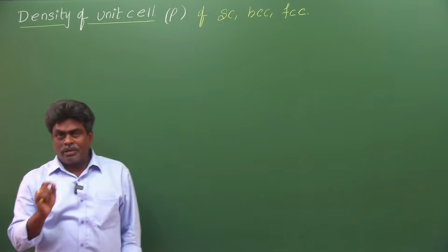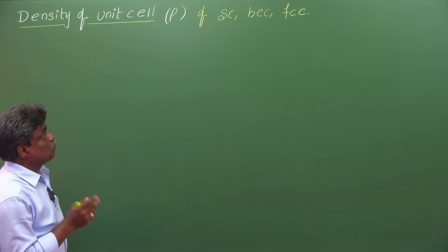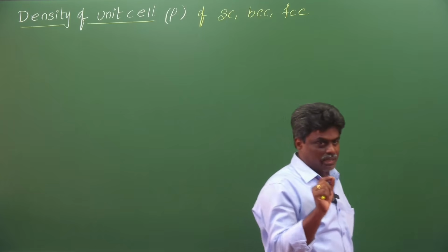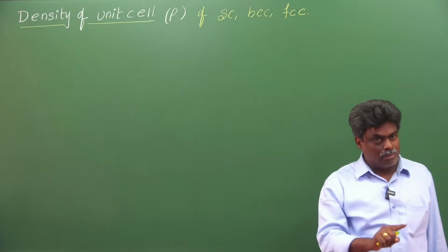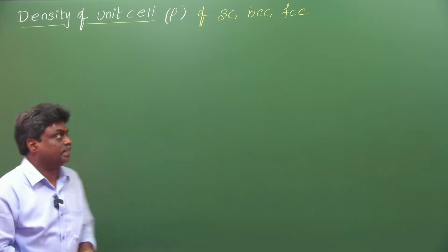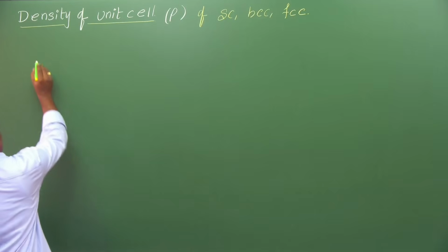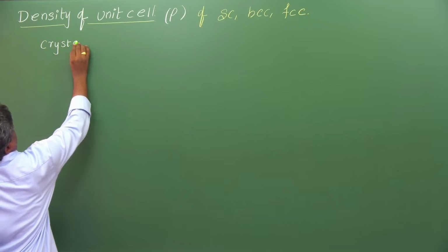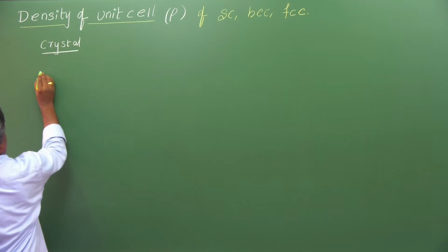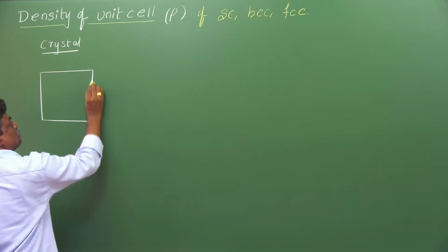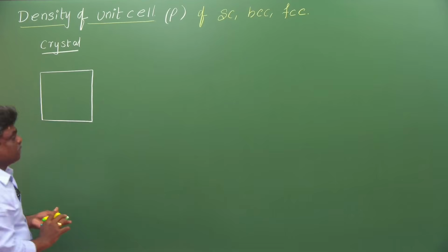So I hope you understand what is the volume of a simple cubic unit cell. I am not talking about primitive cell, I am talking about unit cell. All unit cells of simple cubic, BCC, FCC, volume is a cube, don't forget that. Here I am considering a crystal, very easy, listen carefully. So here I have taken a crystal, or solid, anything you can take.